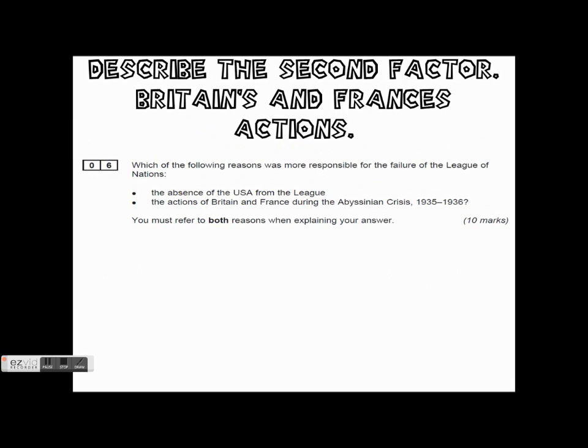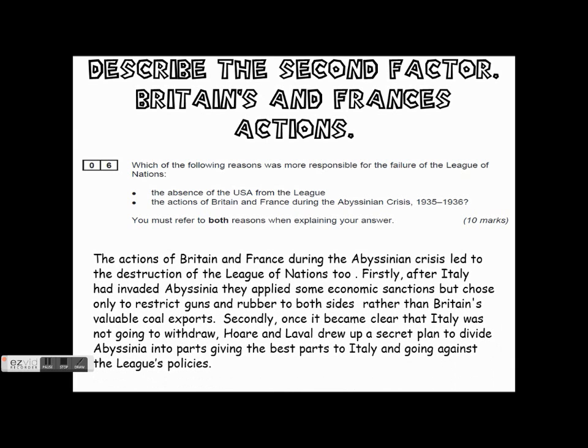Now, what we're going to do now, we're going to describe the second factor, which is Britain and France's actions during the Abyssinian crisis. Remember now, we're talking about Britain and France's actions, not the actions of the League of Nations. So press pause, have a go. The actions of Britain and France during the Abyssinian crisis led to the destruction of the League of Nations too. Firstly, after Italy had invaded Abyssinia, they applied some economic pressures but chose only to restrict guns and rubber to both sides rather than Britain's valuable coal export.